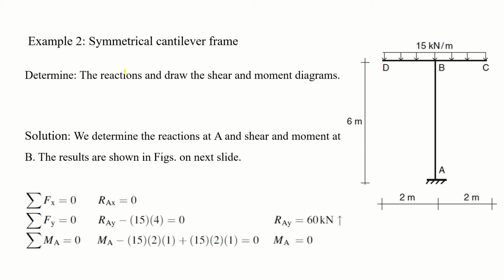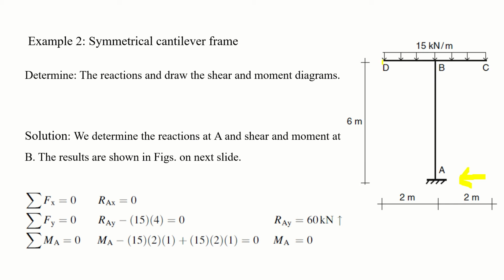The requirement is the same: determine the reactions and draw the shear and moment diagrams. So exactly in the same manner we determine the reactions at A and then shear and moment at B. Okay. So using the equilibrium equations, summation of Fx is equal to 0. As you can see, there are no forces in the x direction, so there will be no reaction in the horizontal direction, right? So Rax is equal to 0.